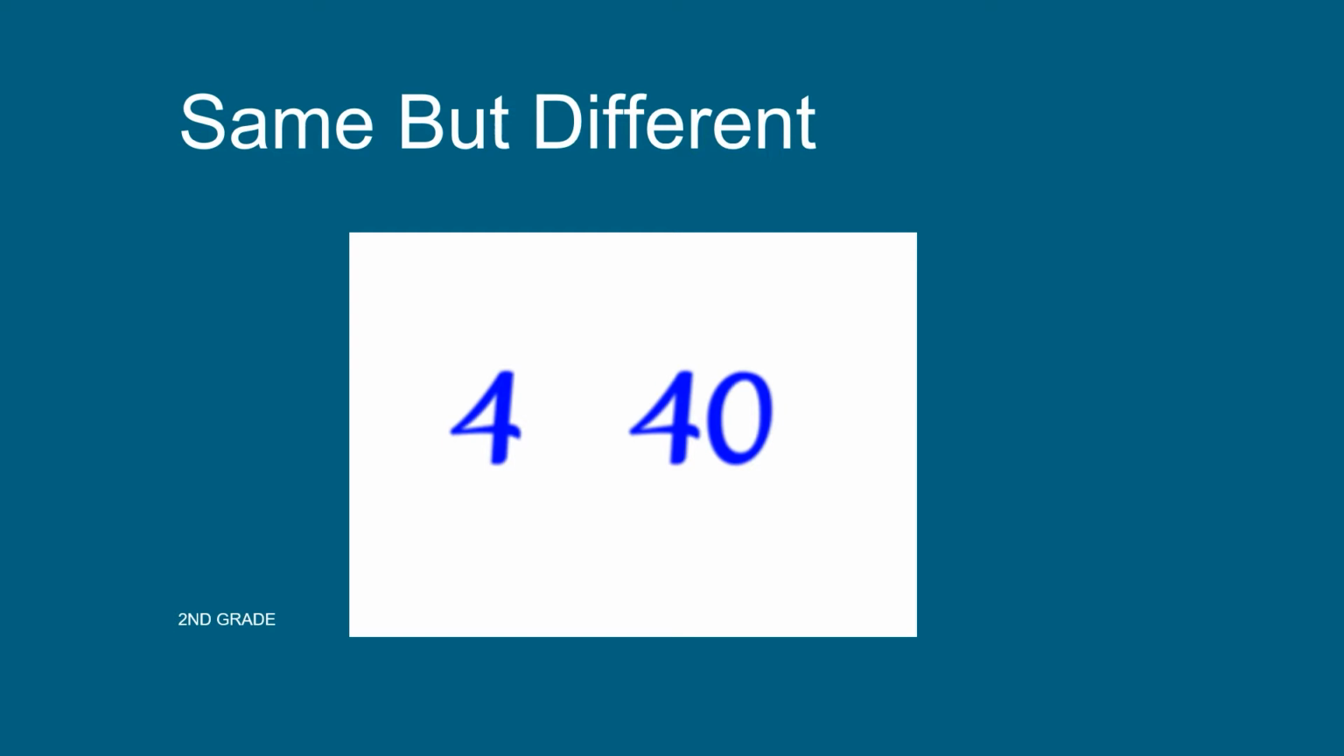Some ways that these numbers are the same is they're both blue, both have a 4, and both numbers are even. They are different because 4 is in the ones place in the number 4, and in the number 40, the digit 4 is in the tens place. They're also different because 4 is a one-digit number and 40 is a two-digit number. Did you think of any other similarities or differences?